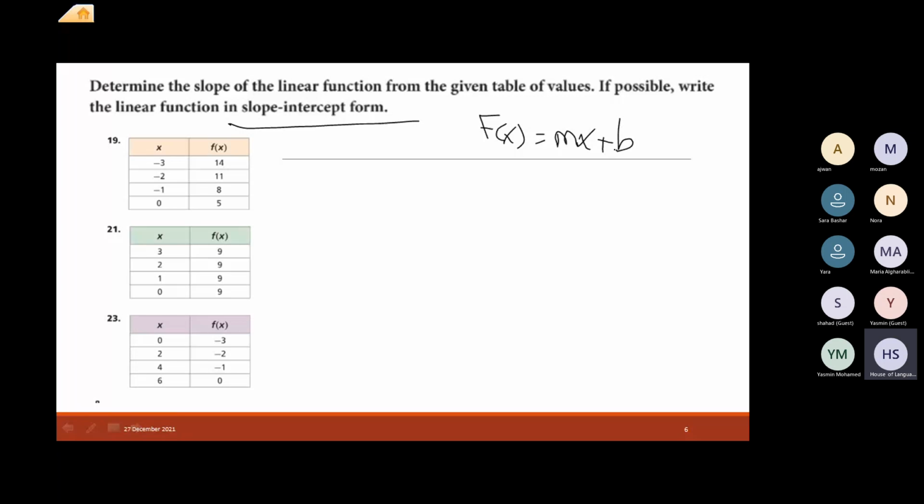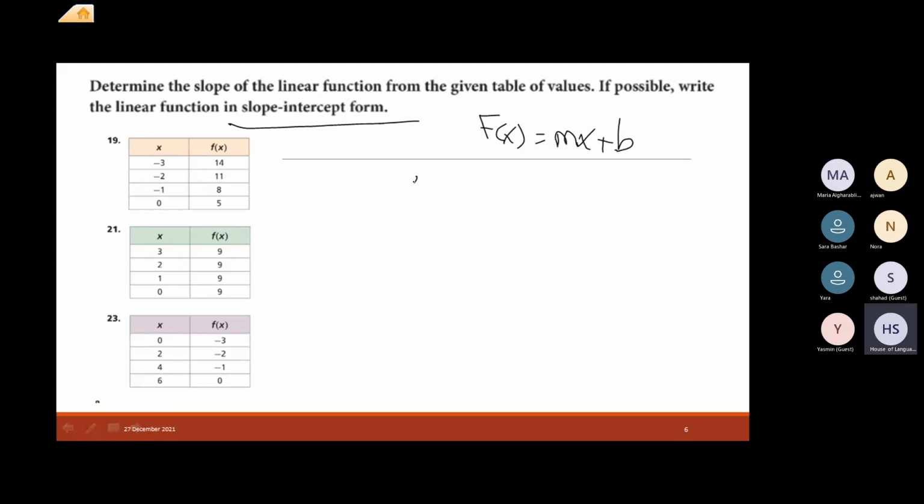So what do I need to find from the table? If I want to write the function in the slope-intercept form, what do I need? Two things. The slope and what? The y-intercept. So I will come now to number 19. I will find the slope and the y-intercept, then substitute them here to write the function. I will solve number 19, then I will let you solve number 21.